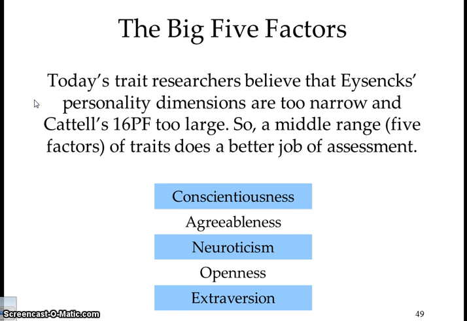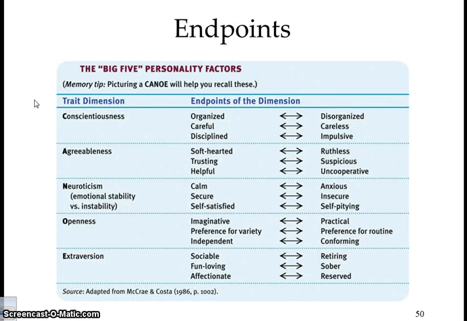Now the Big 5 factors. Here's another one that you need to know, and it's easy to remember if you remember CANOE. So, conscientiousness. We're looking at ends of spectrums here, so you get a check mark or you're on the other side of the spectrum. Organized, careful, disciplined: if you're conscientious, this is what you do. If you're not, then you're disorganized, careless, impulsive.